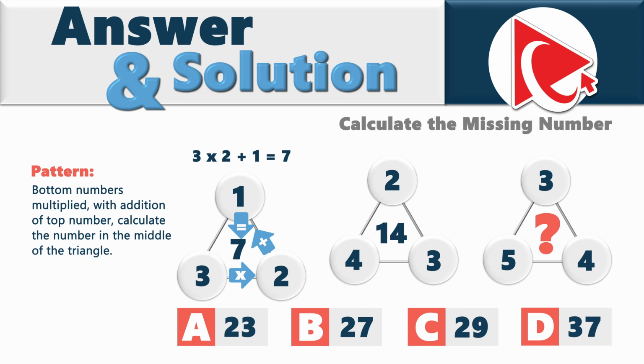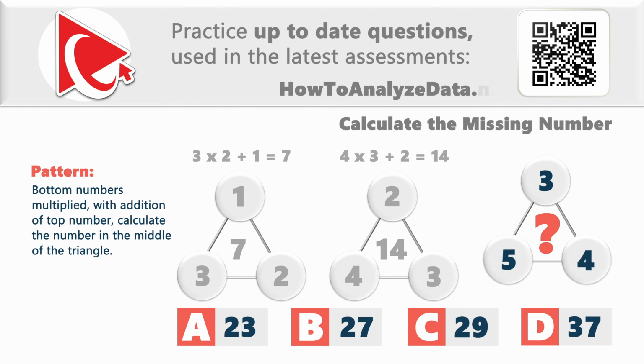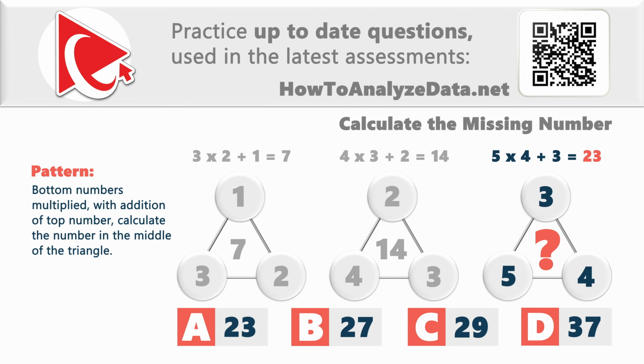3 multiplied by 2 plus 1 equals 7. Let's verify this pattern with the middle triangle. 4 multiplied by 3 plus 2 equals 14. And now we can calculate the missing number. 5 multiplied by 4 plus 3 equals 23. So the correct answer here is choice A, 23.